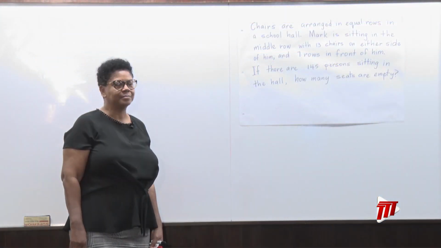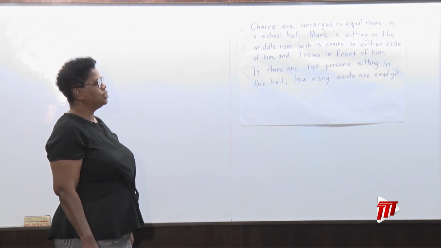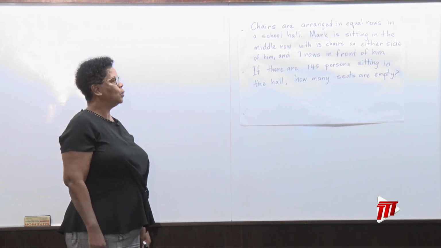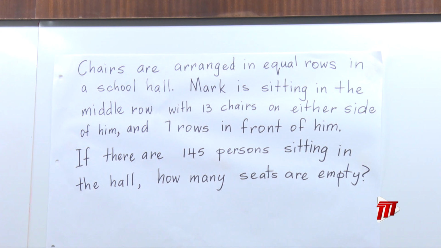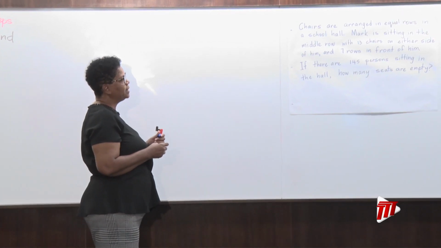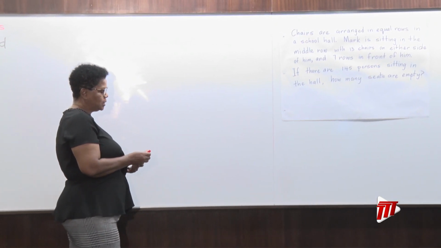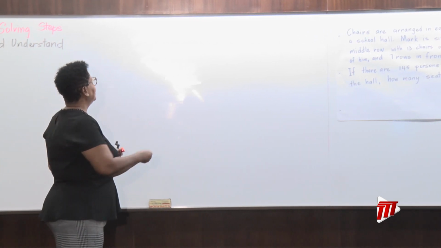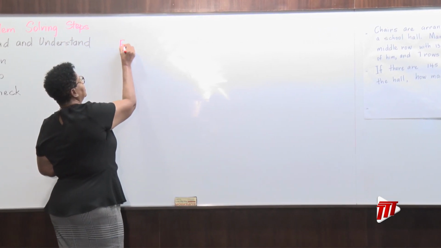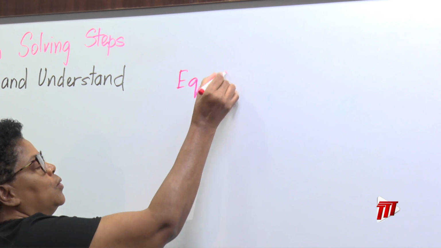And I'm going to read it again. Chairs are arranged in equal rows in a school hall. Mark is sitting in the middle row with 13 chairs on either side of him and 7 rows in front of him. If there are 145 persons sitting in the hall, how many seats are empty? We know that the chairs are arranged in equal rows. So I'm going to write equal rows here to remind us of that.